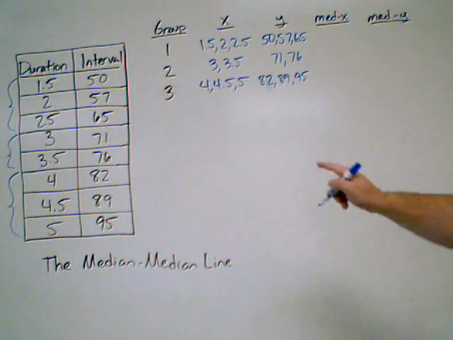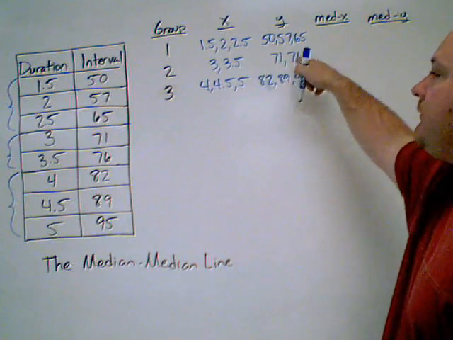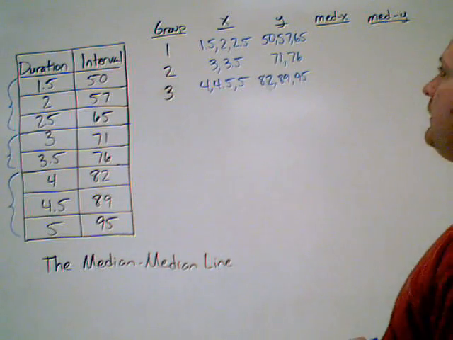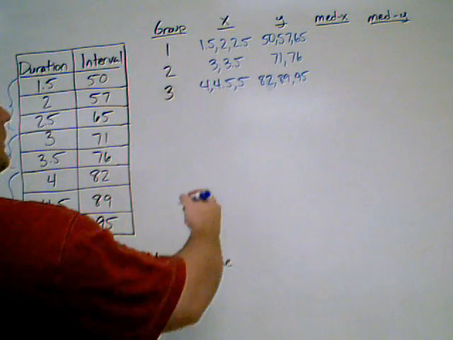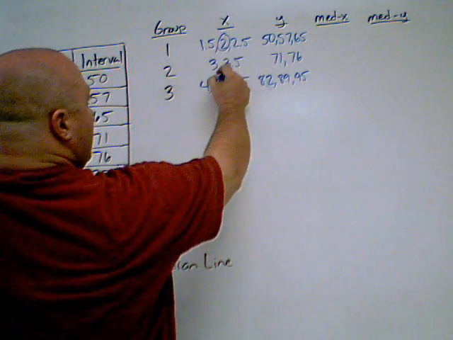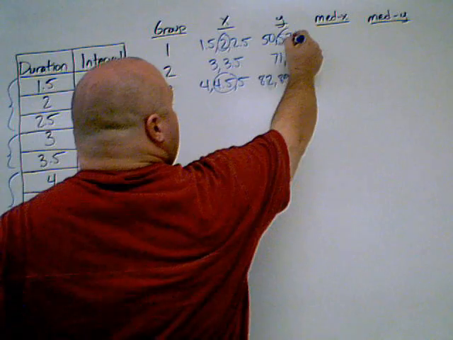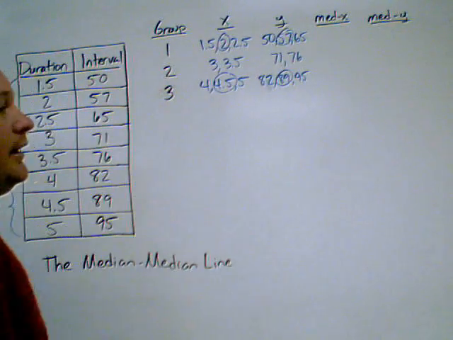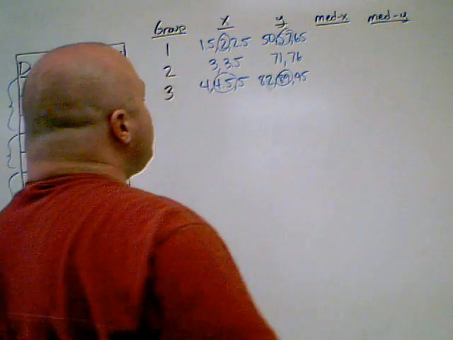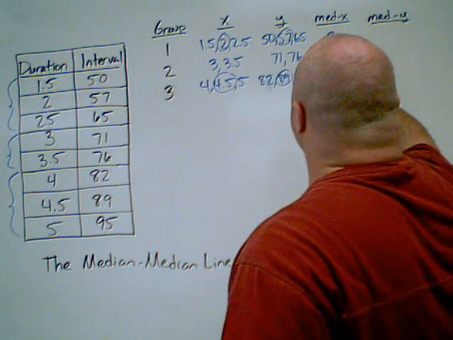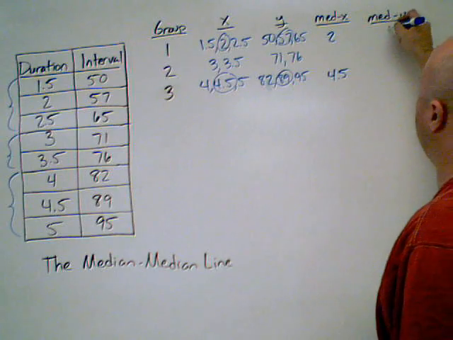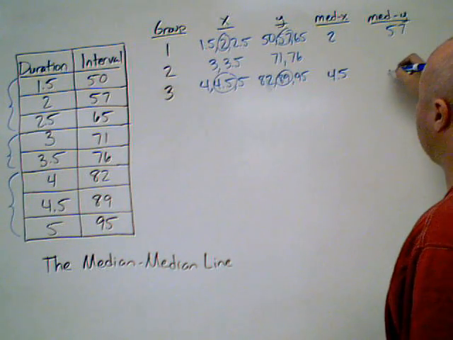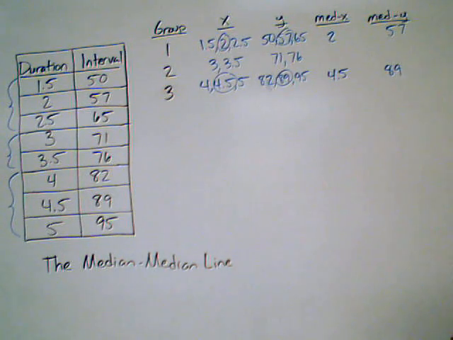The next thing I need to do with these is find the median values for each group of x's and for each group of y's. Now the ones that have 3 terms in them are going to be very, very easy. All I have to do is take 2, 4.5, 57, and 89. Those are easy to spot. So the median x here is 2, and here is 4.5. Median y is 57 and 89 here.